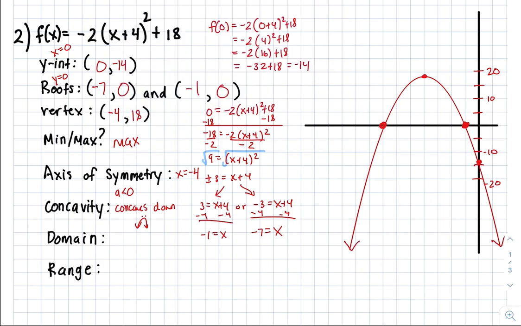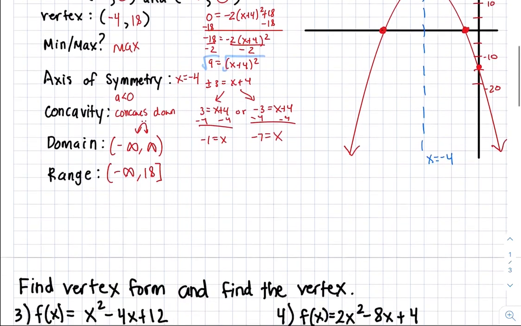And then graph the axis of symmetry, which is x equals negative 4. There you guys go. Domain: how far left? Negative infinity. How far right? Positive infinity. Range: how low is this graph going? Negative infinity. How high is this? The highest this goes, you guys, is right there, which is 18. All right, so there's your graph, or graphing in vertex form, sorry.